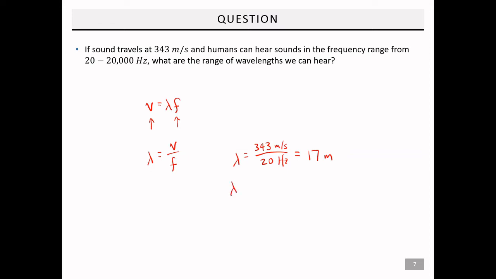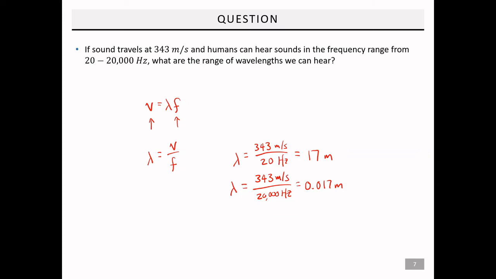If you plug in the high range of frequencies, 20,000 hertz, you'll get 0.017 meters. So this tells us that humans can hear sounds that have wavelengths between 0.017 meters and 17 meters.